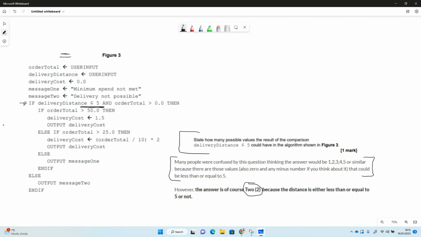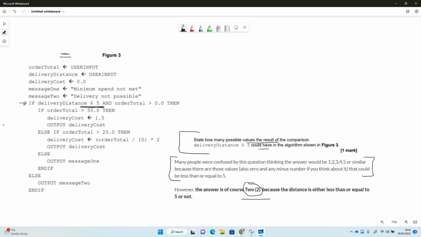But the question was how many outcomes, what are the possible values of the result? So the question wording may have been a little bit confusing. Possible values the result could have. So that wording might have been a bit confusing for this question, but the answer is 2 for the reason that we said previously, that a logical test where we're saying is something equal to, or is something less than, or is something greater than, it's only going to be yes it is or no it isn't.